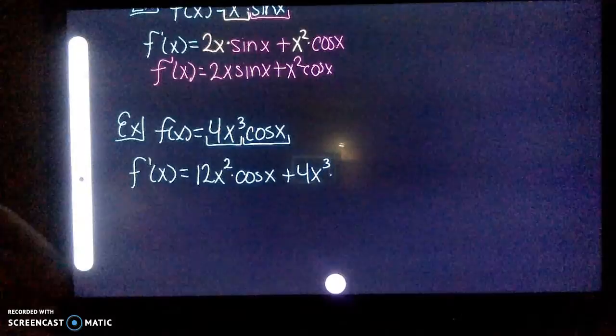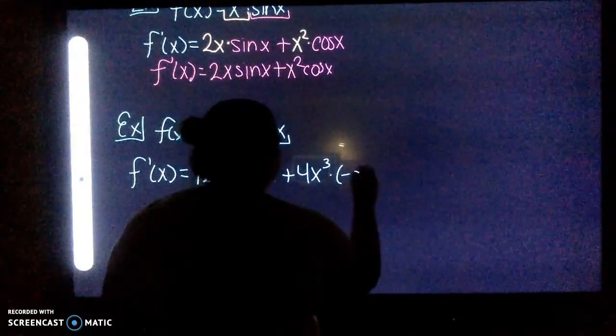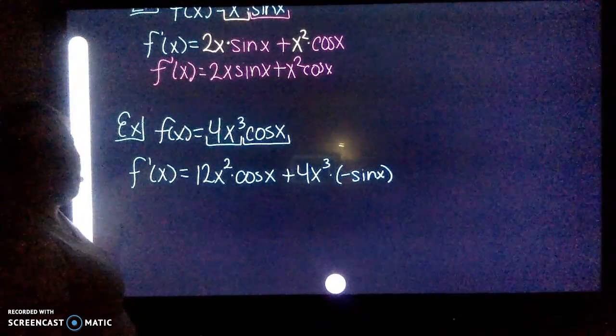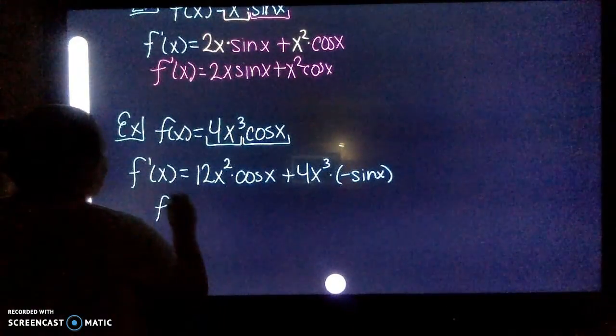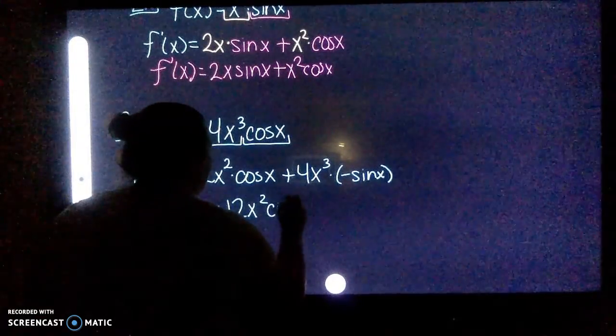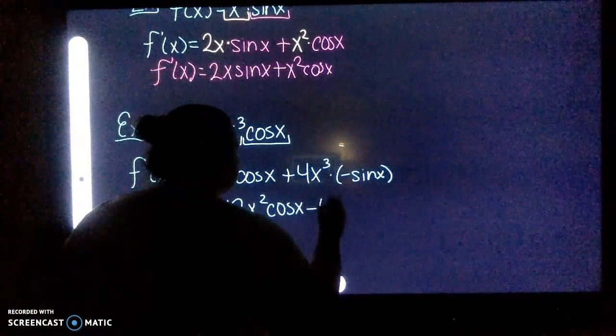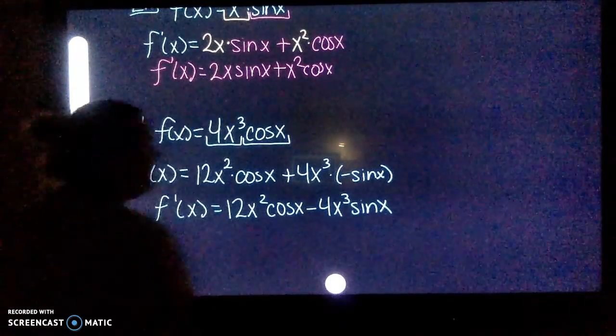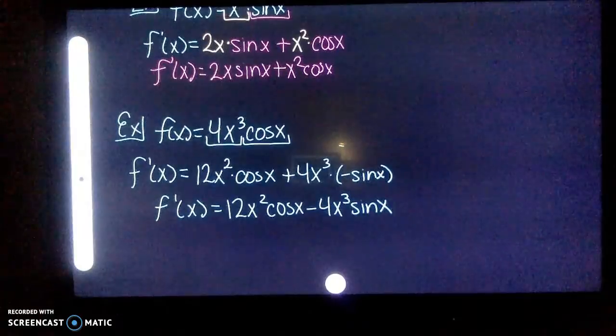Well, the derivative of cosine is negative sine. But it's 4x cubed times that negative sine. So when I simplify this, I'm going to get 12x squared cosine of x minus 4x cubed sine of x. And then that's it. Sometimes we can't simplify, sometimes we can.